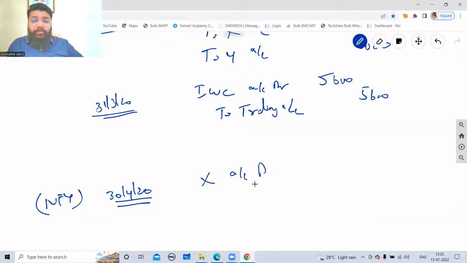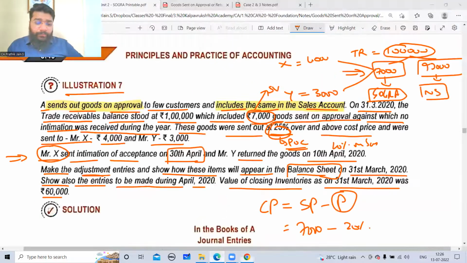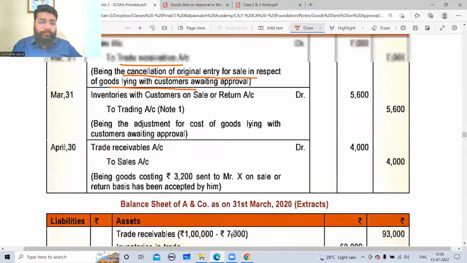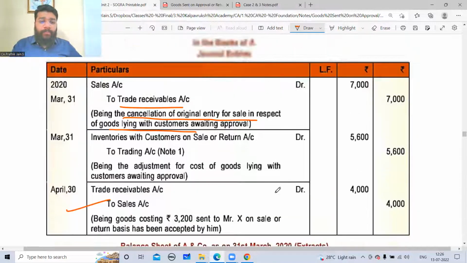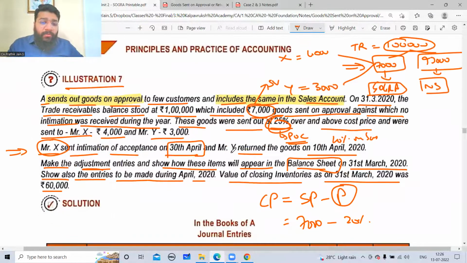X account debit to sales to the extent of 4,000. This is that entry. Now guys, Y has returned the goods on 10th of April. So when Y is returning the goods, will you pass any journal entry? See, the sale I have reversed, so I will not pass a sale entry. But with regard to inventory, I need to reverse. But that entry is not being followed anywhere in your ICAI book.